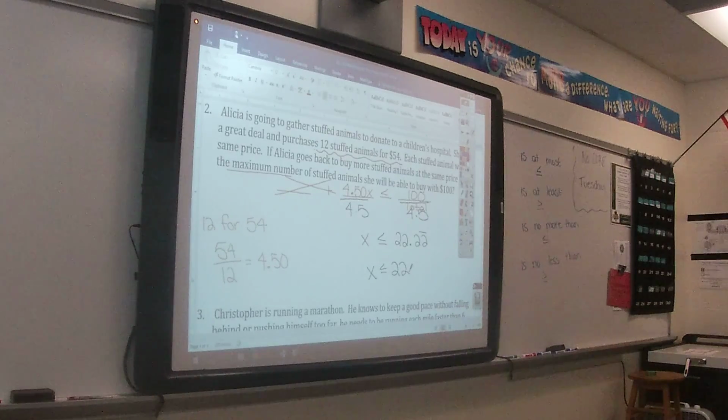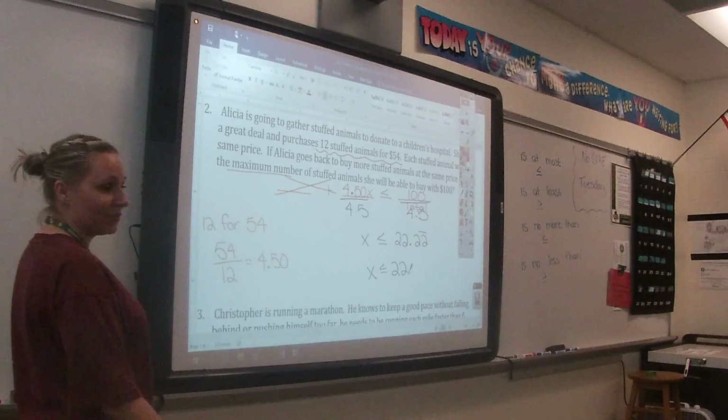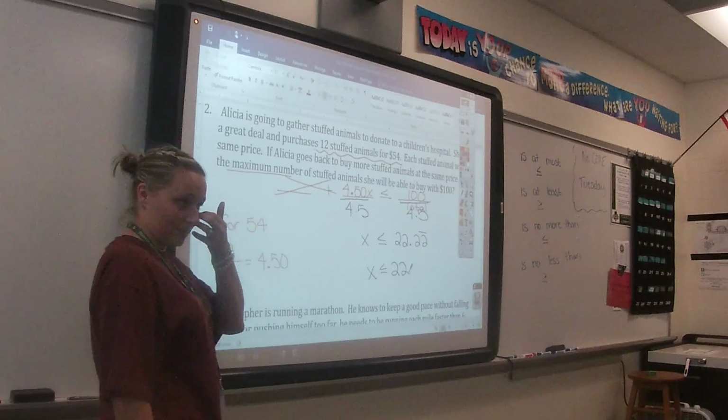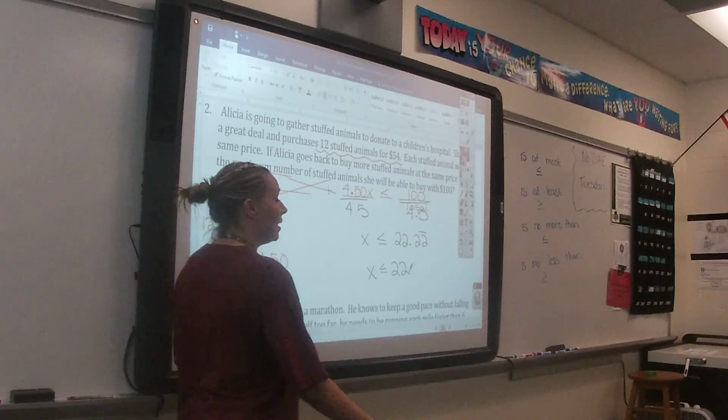Right? She can buy 22 stuffed animals, 21 stuffed animals, 20, 19, 18, 17, 16, 15, 14, right? She can buy all these amounts of stuffed animals. She could just buy one. She can buy none.